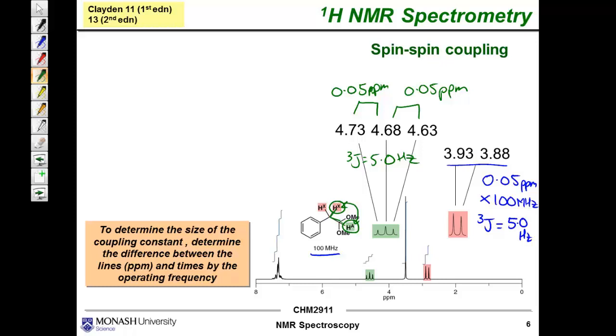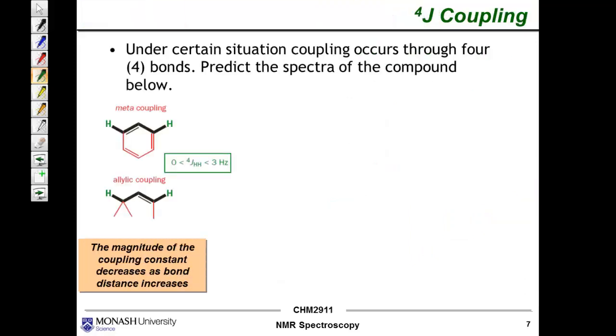So you'll be doing a little bit more on this in the workshop, so don't be too concerned if you don't understand this completely now. We also can see coupling through 4 bonds, and that's called 4J. So 4 bonds through 4J. So here is an example of coupling in aromatic rings, which is seen through 4J, and again we have these hydrogens which are 4 bonds apart.